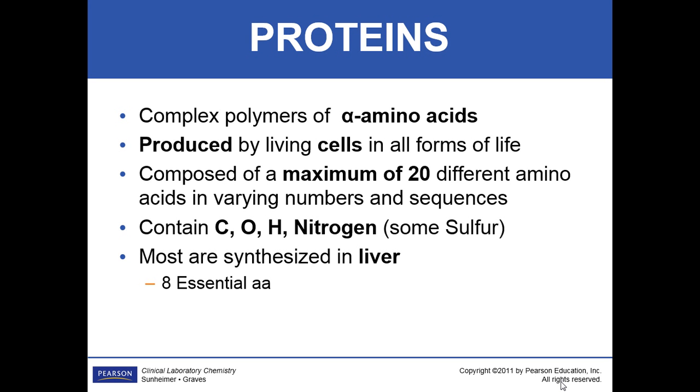And almost all of them are synthesized in the liver. In your textbook, it says there are 8 essential amino acids, but actually there's probably more than that. I think about half are essential and half are not. And what does essential mean? Expound on that.